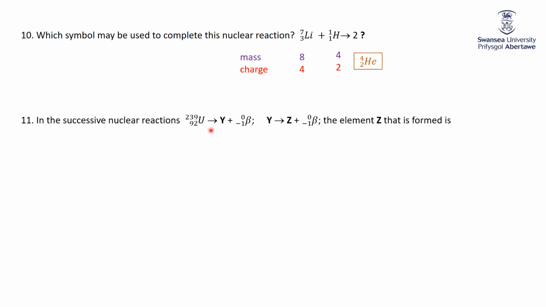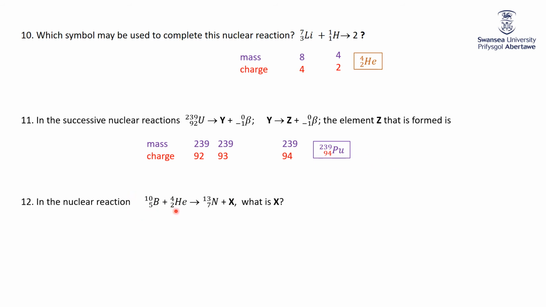Question 11, we have two successive losses of beta particles. Beta particles don't change the mass, but they increase the atomic number by 1 each time. Remember, beta particle emission effectively turns a neutron into a proton. So 239 and 92 at the start. Y would be 239 and 93. Z would therefore be 239, 94. 94 is plutonium, Pu. 239 plutonium.